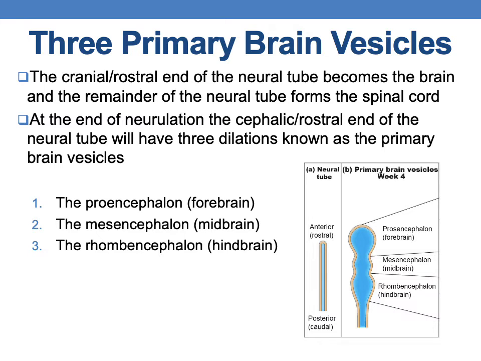At the end of neuralization, the cephalic, rostral, cranial end of the neural tube will have three dilations known as the primary brain vesicles: the proencephalon, or forebrain, the mesencephalon, or midbrain, and the rhomencephalon, or hindbrain.